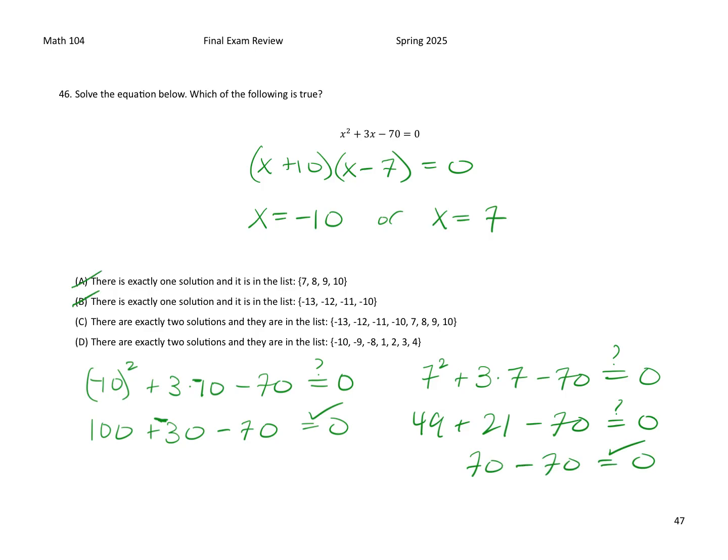So those are both solutions. I can eliminate A and B. So exactly two solutions, negative 10 and 7. I see them here and here. That's option C.